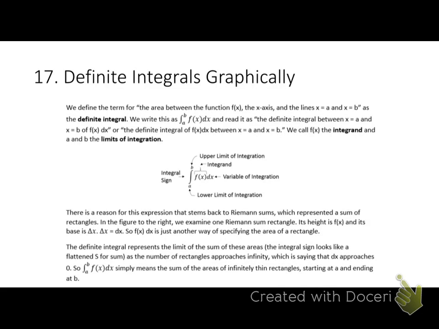This is section 17, definite integrals graphically, example 1. So, we found Riemann sums, areas under the curve, right? We found exact area using limits. Now, we're again going to find exact areas, but instead of it being with limits, it's going to be with the graph itself.